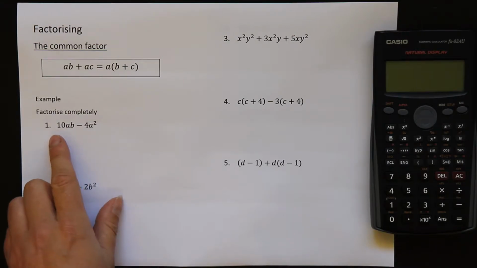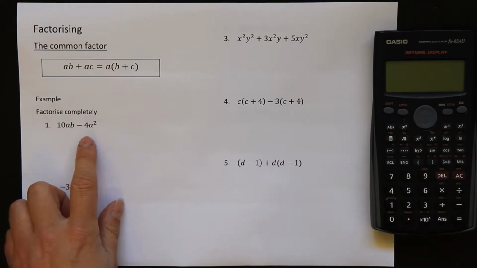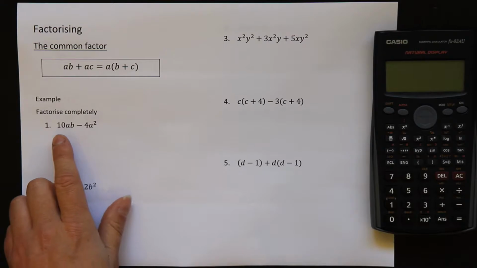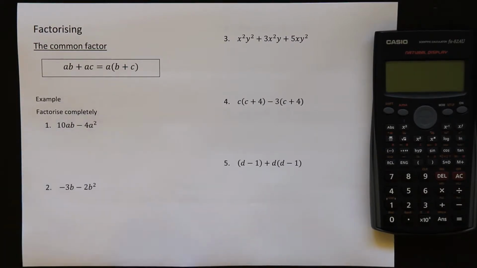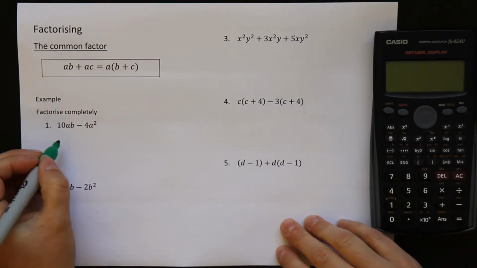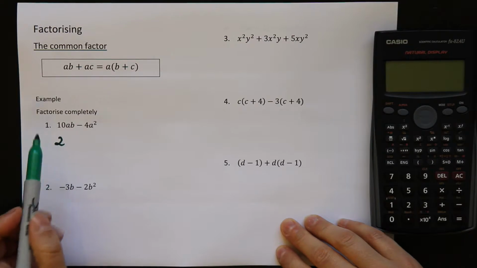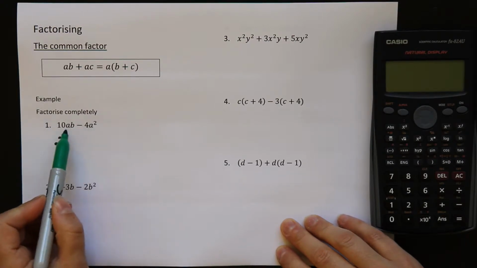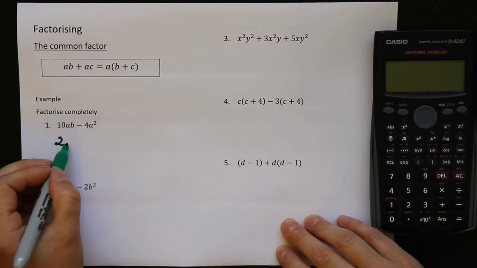Factorize completely. 10ab minus 4a squared. So first of all, look at the numbers to look for a number factor. 10 and 4 can both be divided by 2, so that would be a factor. And then we look for a letter factor. A is in both of these terms, so A is also a factor.